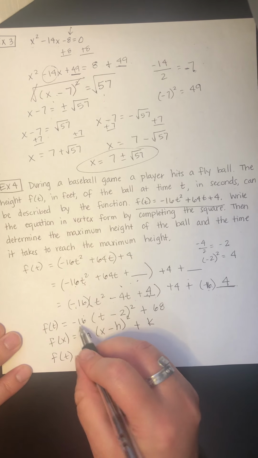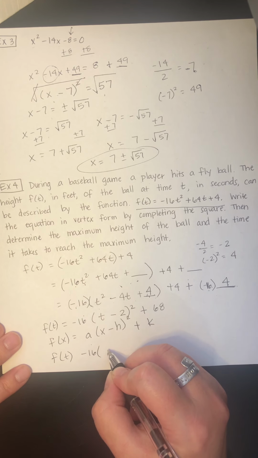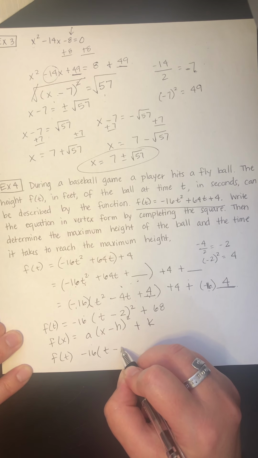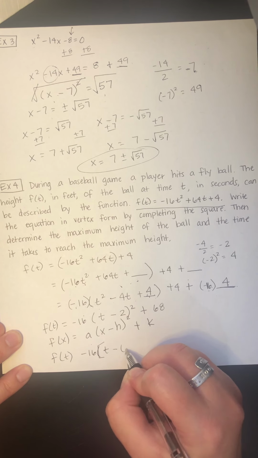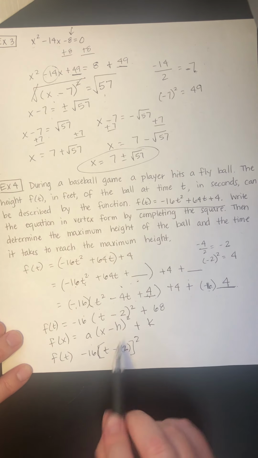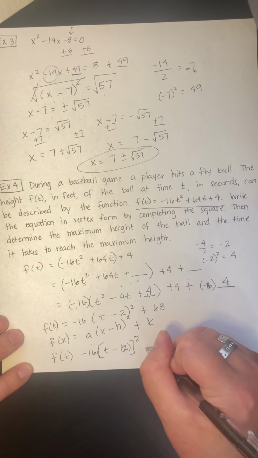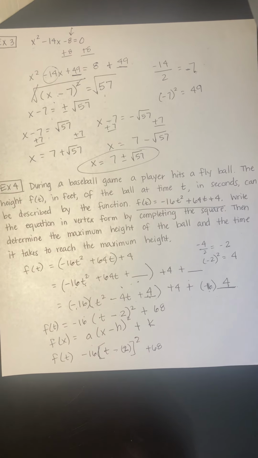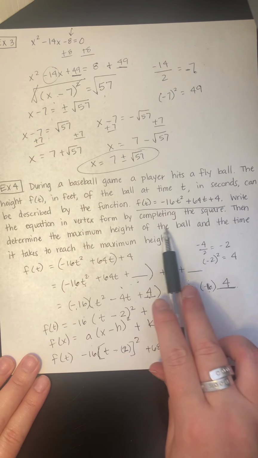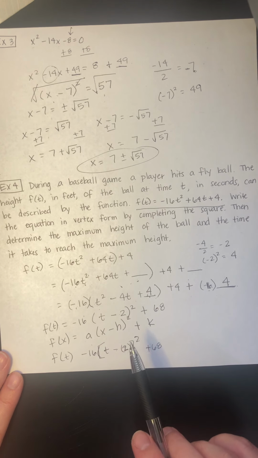F of t, just replace everything. So a is negative 16, x minus h, or in this case it's a t, minus a positive 2. The reason why we want it to be positive is because we want it to end up being the same as here. So t minus 2 squared plus 68. Now it's in vertex form. Now we can easily tell what they ask us to do, to find the maximum height of the ball and the time it takes to reach the maximum height.